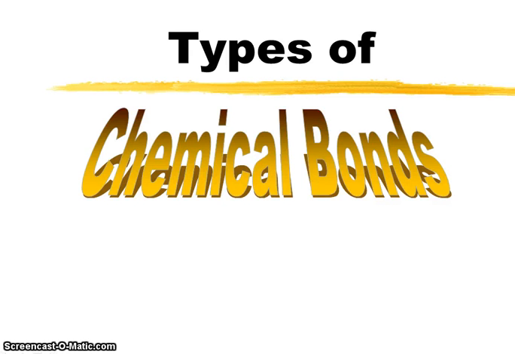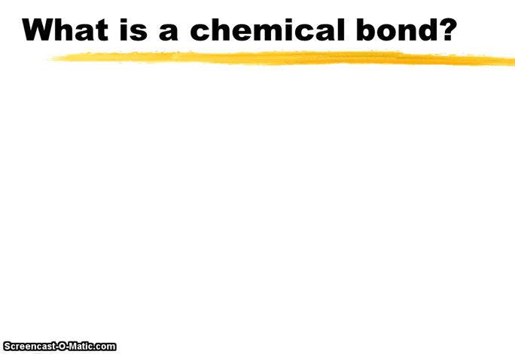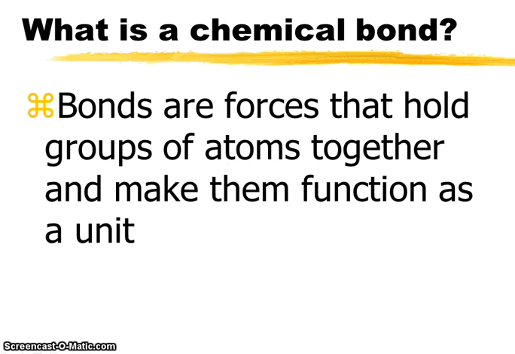Types of chemical bonds. What is a chemical bond? A chemical bond is the force that holds groups of atoms together and makes them function as a unit.